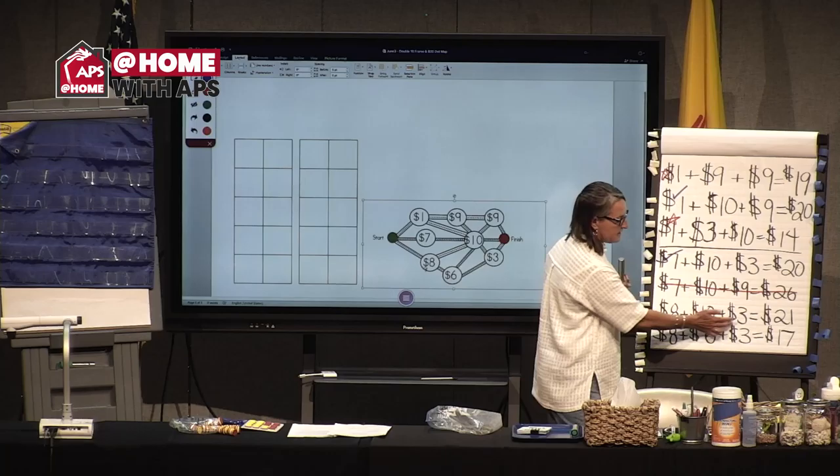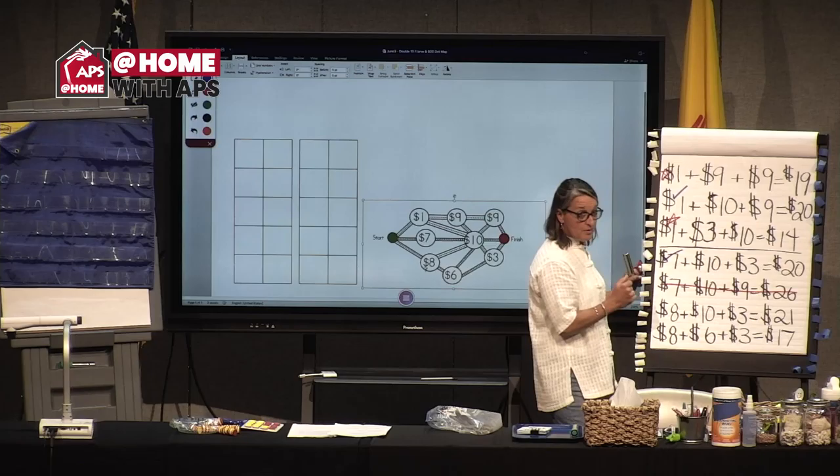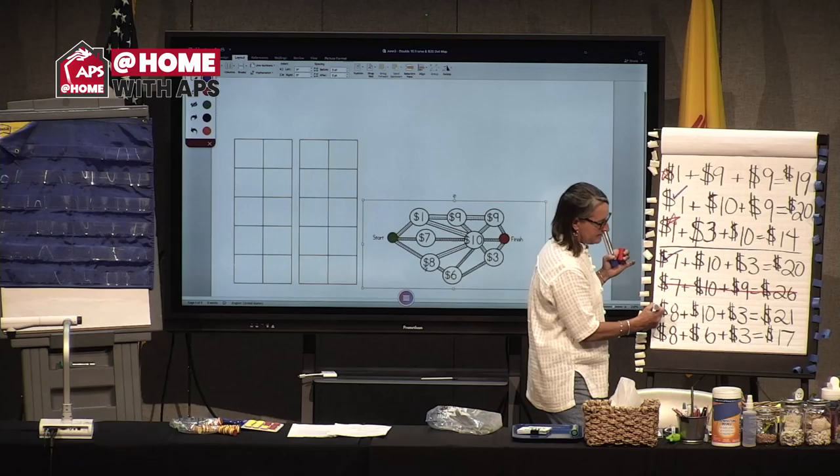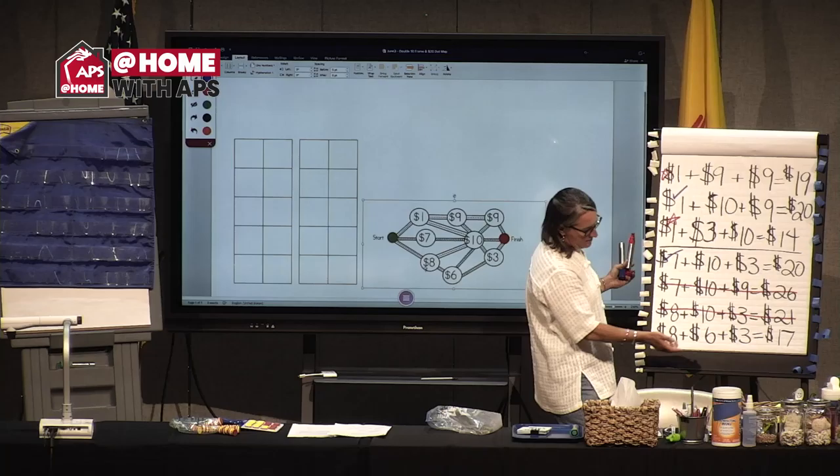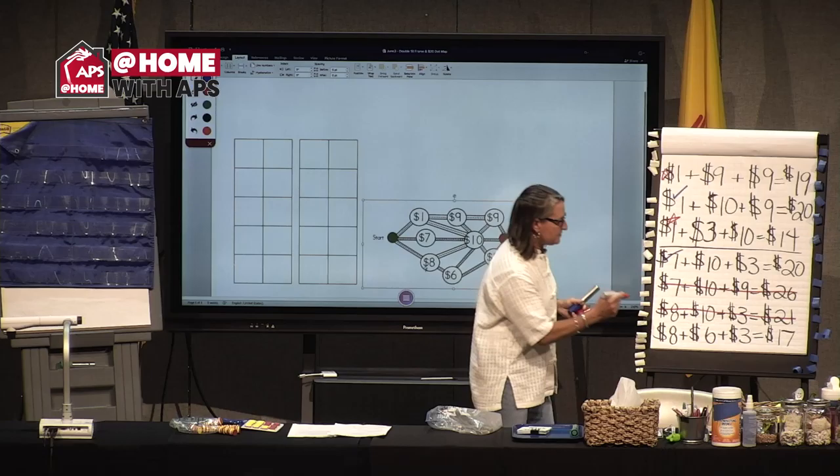8 plus 10 plus 3, we ended up with 8 and 10. 8 and 3 is almost 10. It's 11, right? And 11 plus 10 is 21. So that route didn't work either. And finally, we have 8 plus 6 plus 3. So if we put these together with 6 and 3, we have 8 and 9, which gives us 17. And that's a great one. We saved some money.